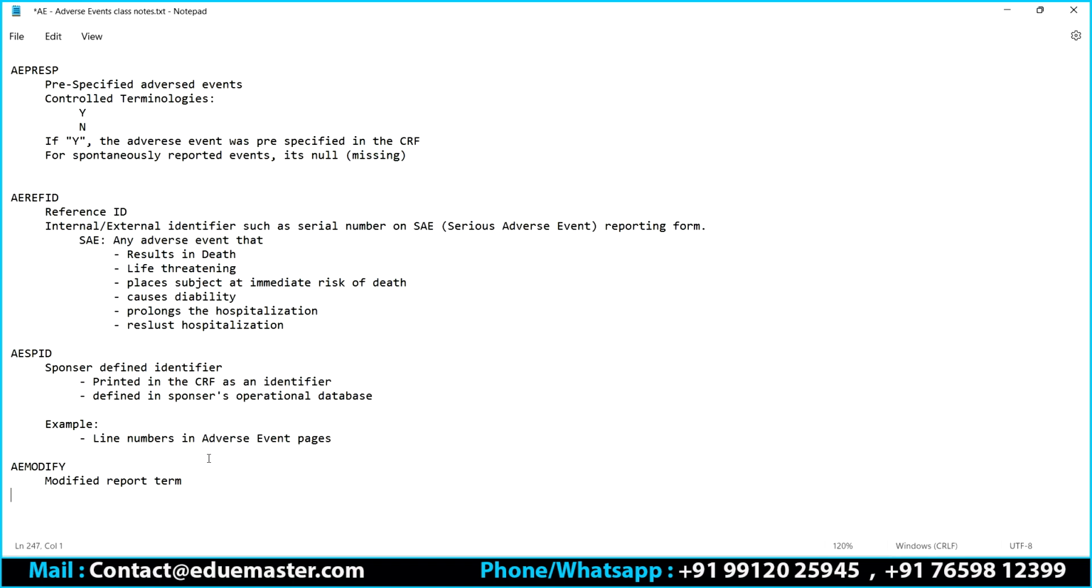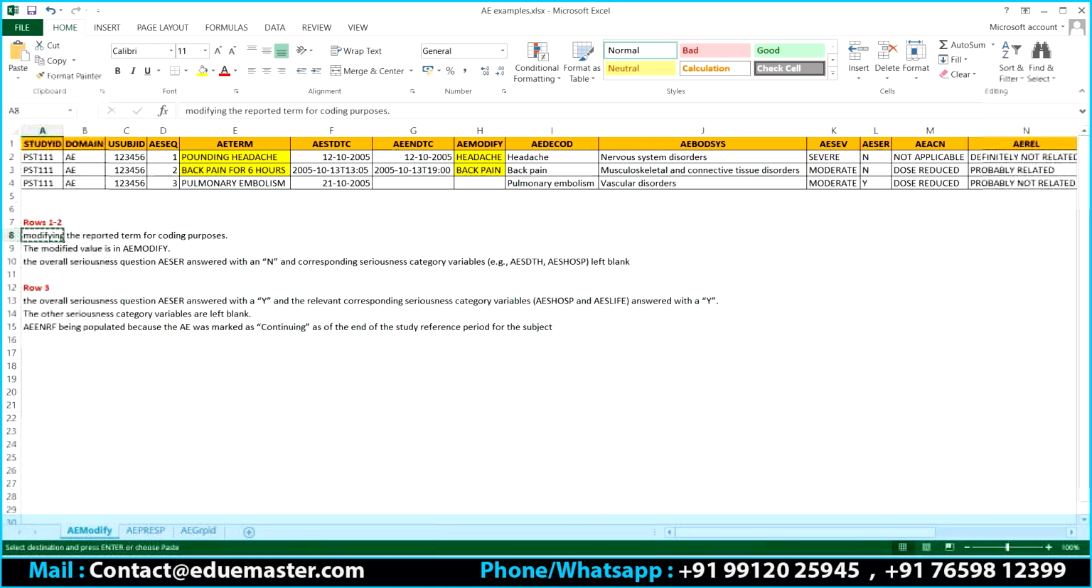Remember this. Why are we doing it? We are modifying the reported term for coding purpose. Why? You can see it is easy to code if everything is together. It is a single word, but here I have 2 words. Here I have 5 different words. Correct? I want to write it in simple terms. Then we will go ahead with this particular one.